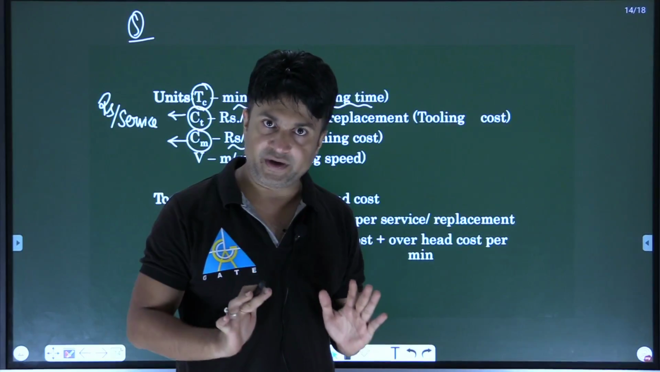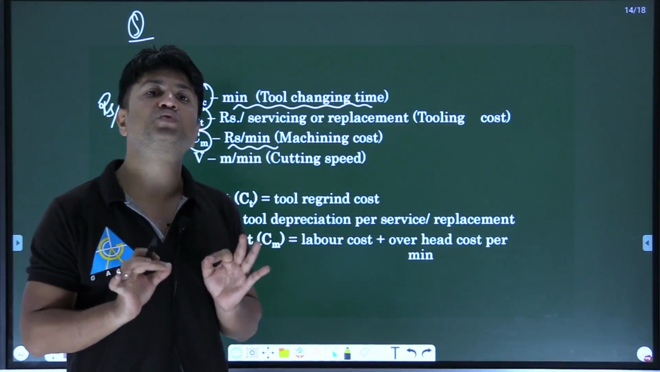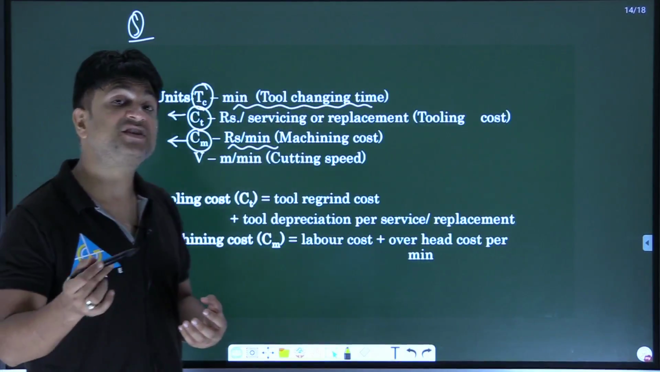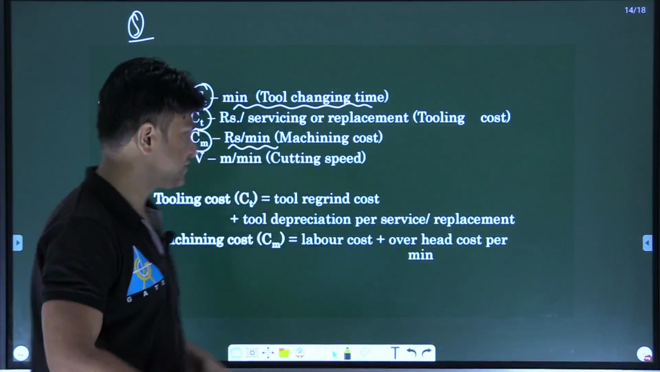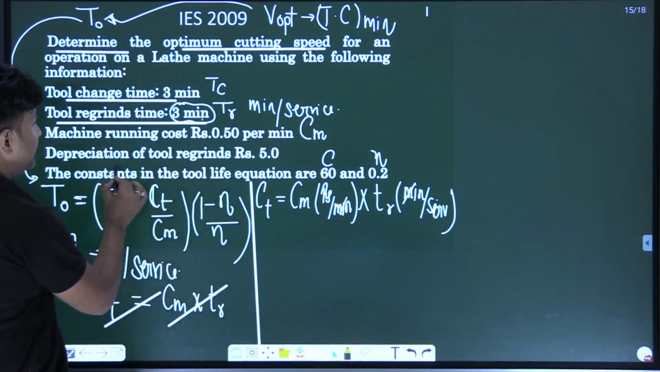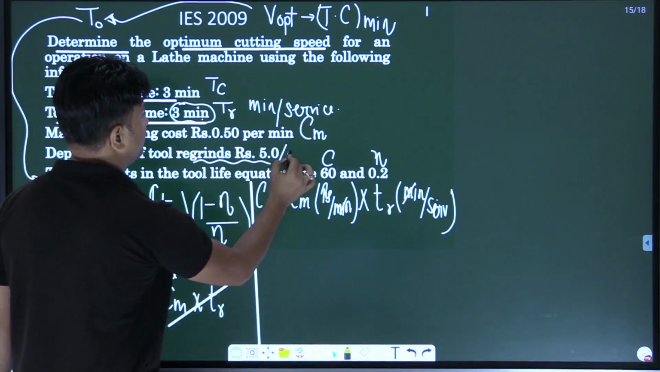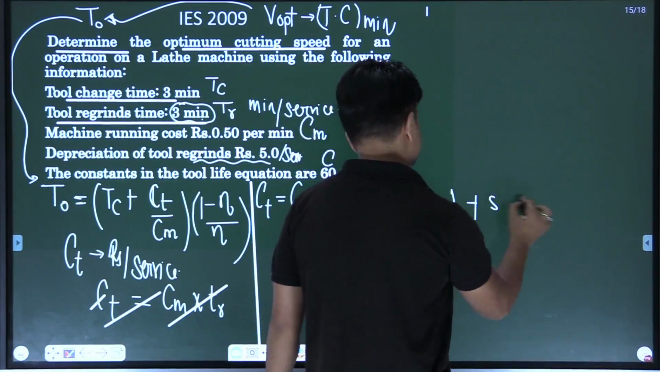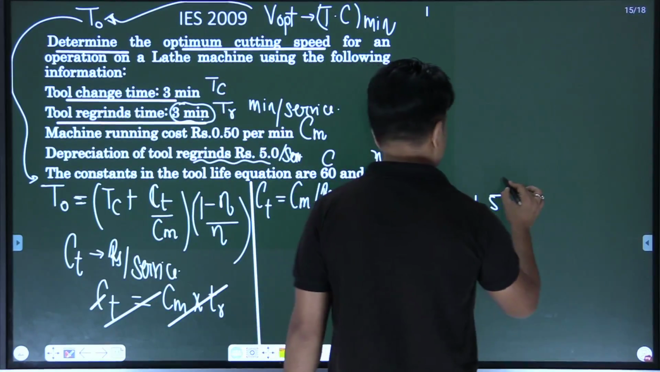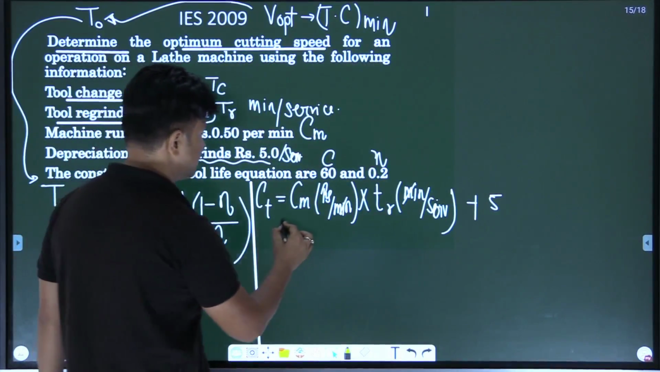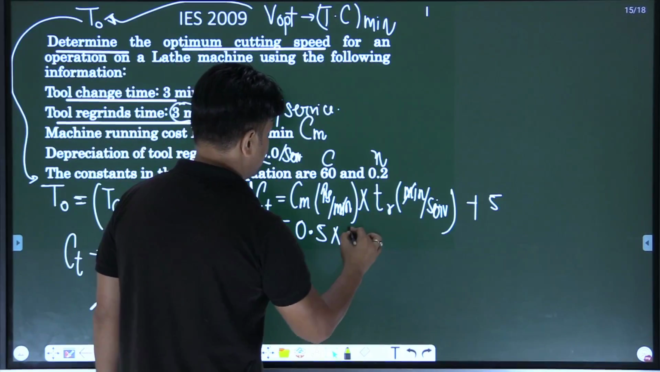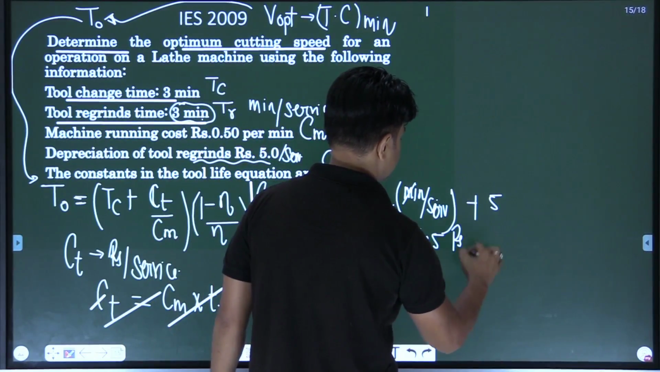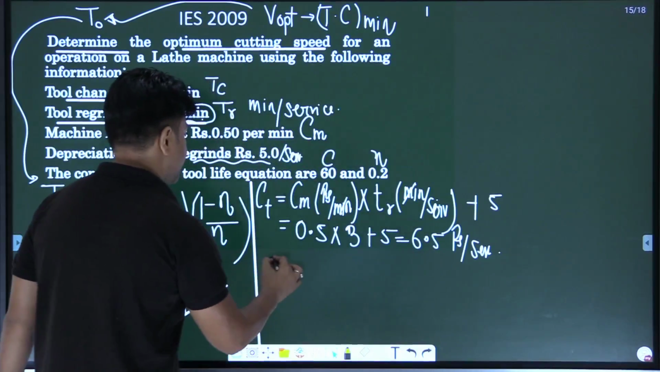Are you getting my point? Depreciation is that cost which will remain after service, and that cost we have to add. And what I say, which remains after service, so it is rupees per service. The depreciation cost is rupees 0.5 per service, right? So add rupees 5. So you will get the overall unit as rupees per service. CM is 0.5 into TR is 3, plus 5, that is 6.5 rupees per service, right? And CM is what?